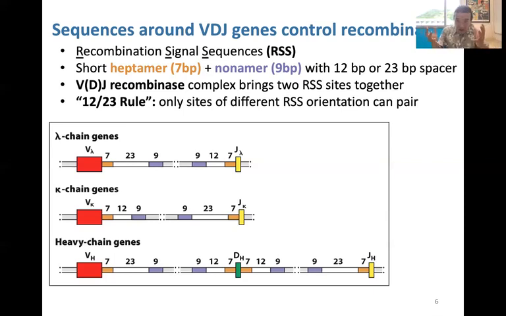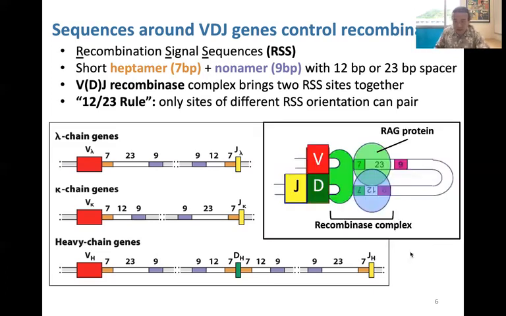So there is a big protein complex made up of several enzymes known as the VDJ recombinase complex that will actually take care of choosing these things and bringing them together. So that's what's shown here.